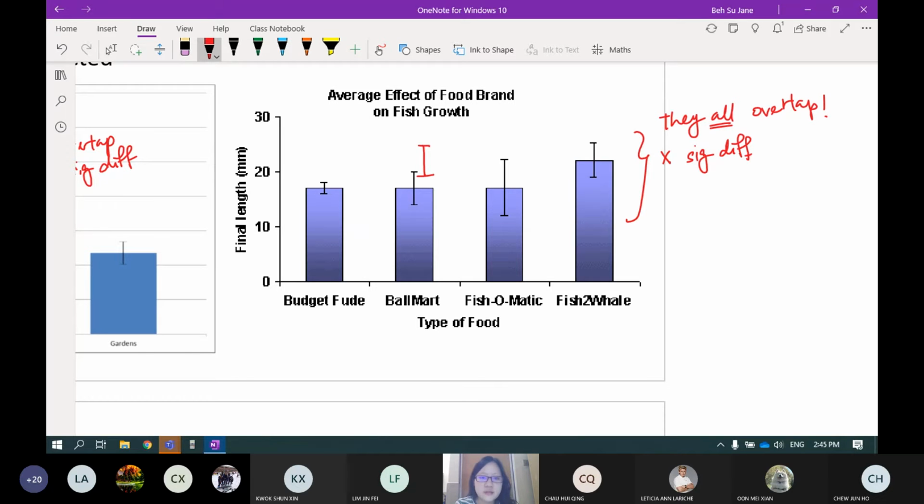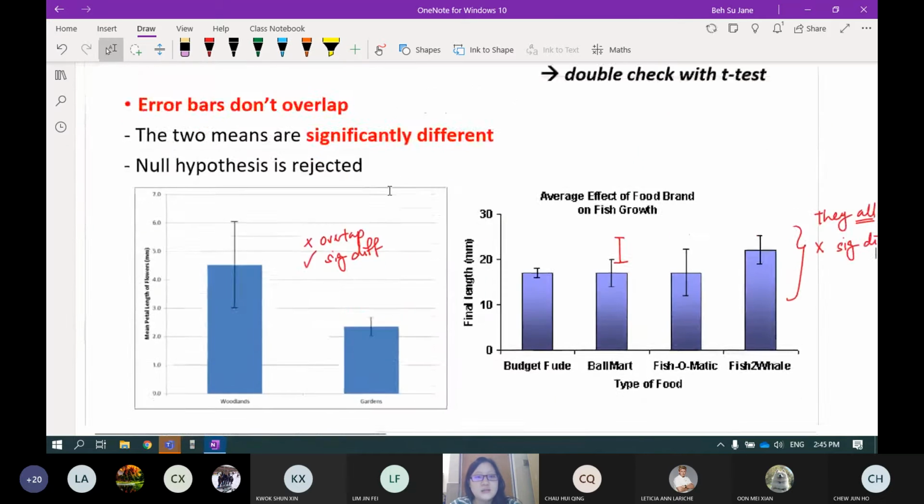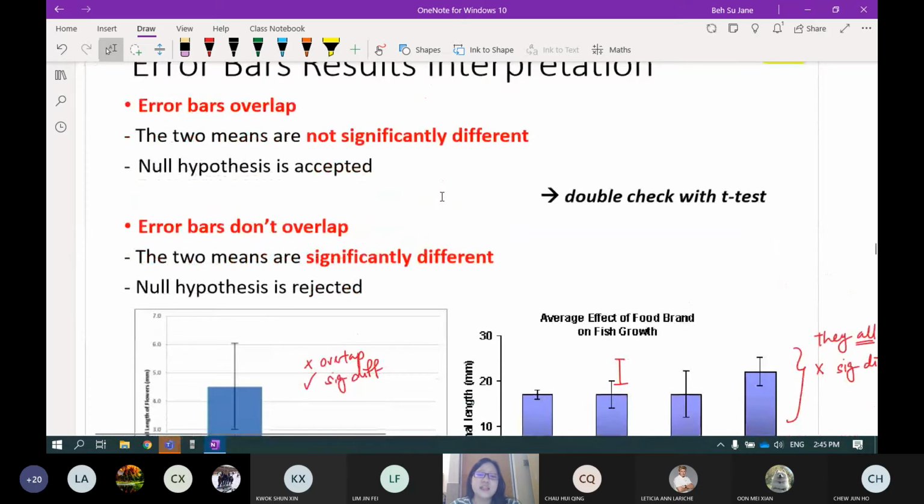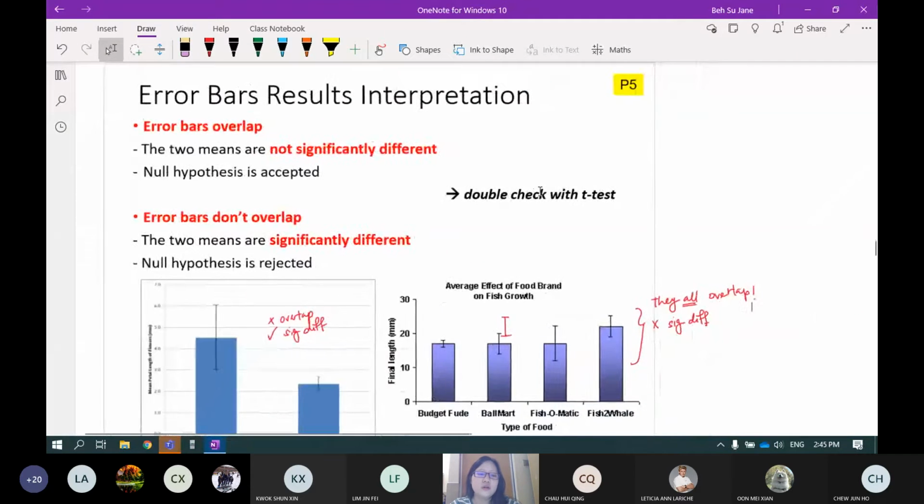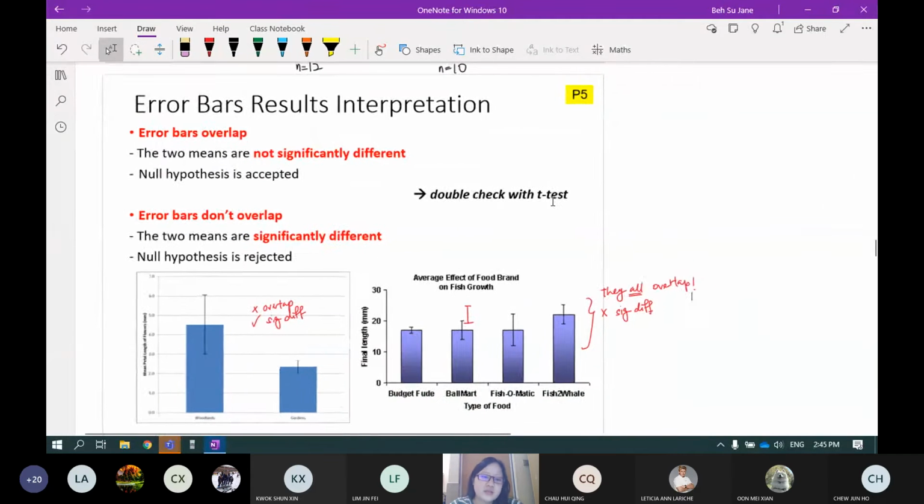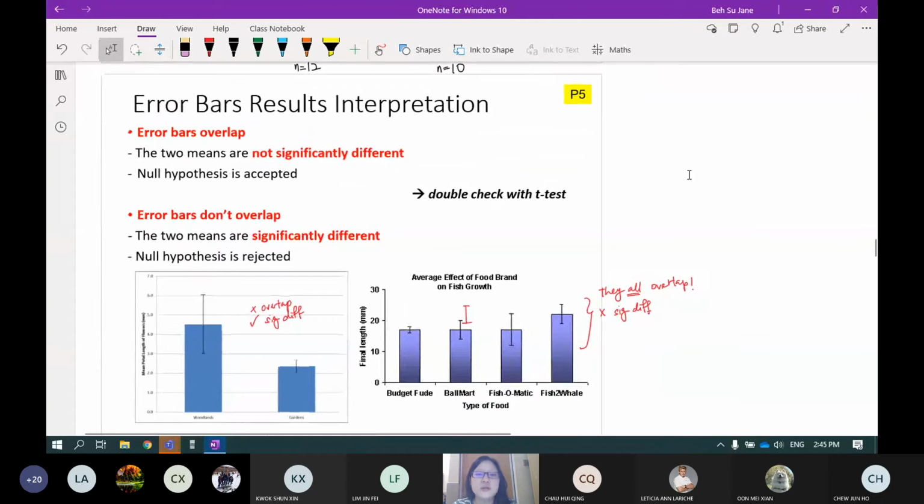Okay, however, this is not final. This is just the first step. This is like the litmus test. You're sort of predicting whether it's significant or not significant. To be sure, we need to double check with the t-test, which is a much more accurate way of figuring out whether it's significantly different or not different.